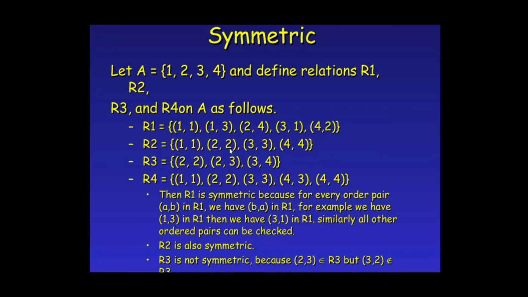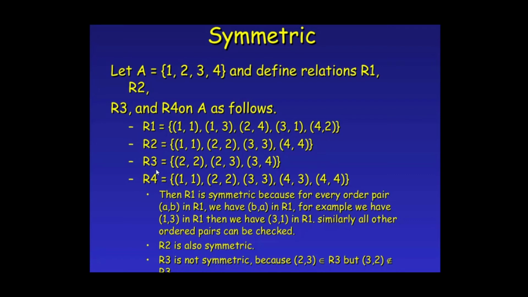Now check for R2. (1, 1) there, (2, 2) there, (3, 3) there, (4, 4) there. So will R2 be symmetric or not? Yes, it will also be symmetric. Why? Because for (1, 1), you have (1, 1). For (2, 2), you have the same form. So this relation will also be symmetric.